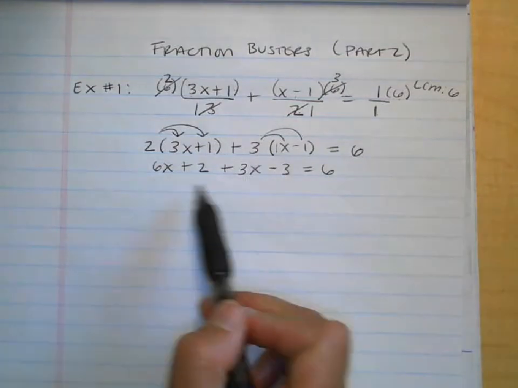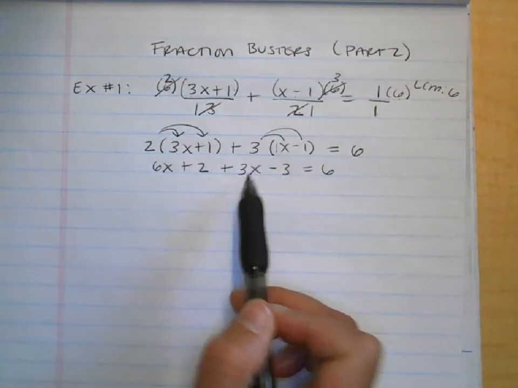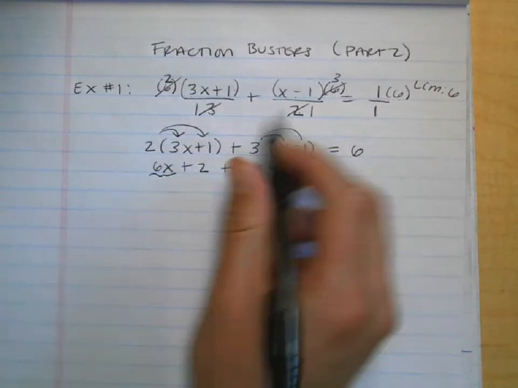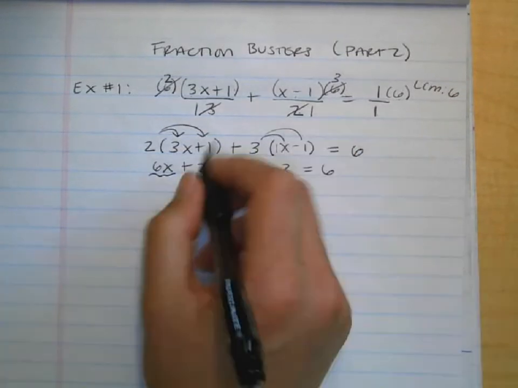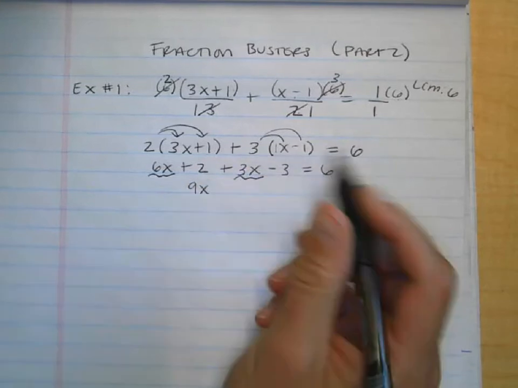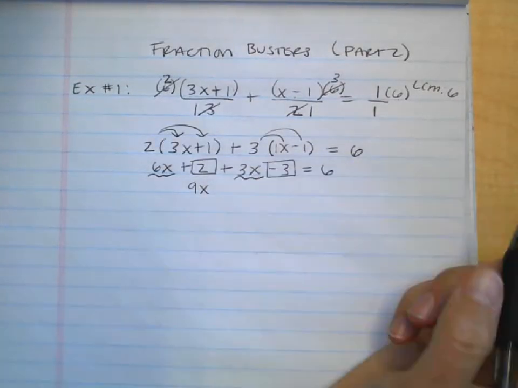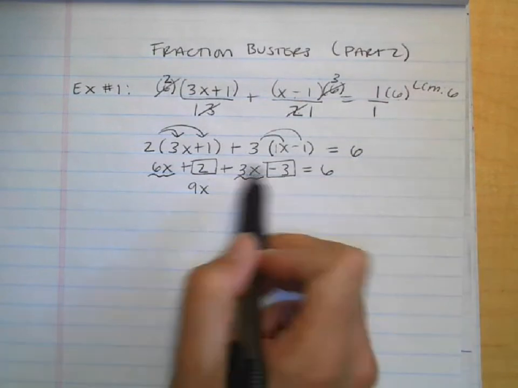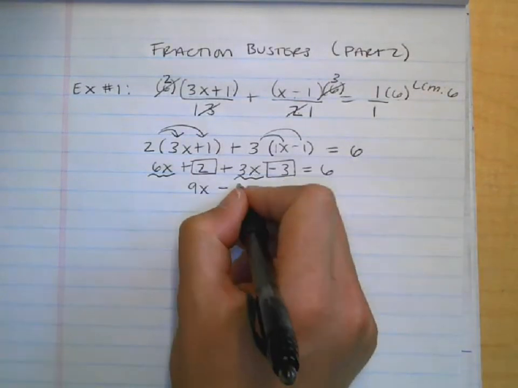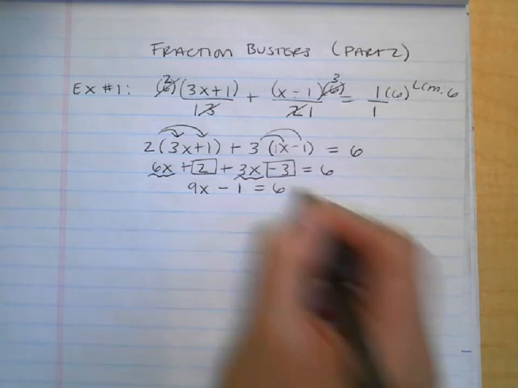Now I have to combine like terms on this side. So my like terms are my 6x and my 3x. So when I combine like terms, I get 9x. Then I have my 2 and negative 3. So you have negative 3 plus 2. You're going to be left with a negative 1 equals 6.